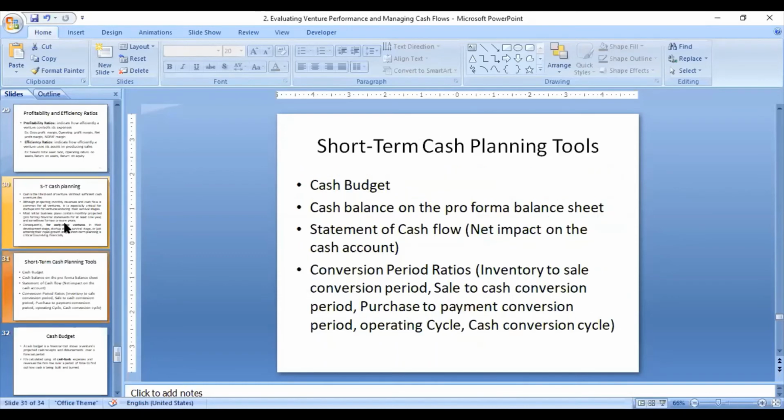That is the point. So among the short-term cash planning tools, you can prepare a cash budget, and also the cash balance on the pro forma balance sheet. You can prepare the statement of cash flow, and also conversion period ratios like inventory to sales conversion and sales to cash conversion, different ratios you can prepare. But here actually we discuss the cash budget, and preparing the forecasted balance sheet, income statement and also the cash flow statement.